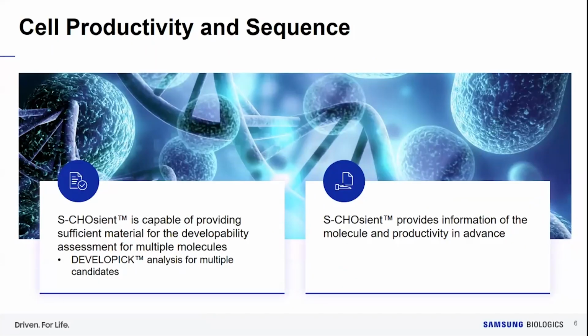The S-CHOSIN platform not only provides high quality and sufficient material for developability assessments, it also provides early information regarding productivity using the same host cell as with the stable cell line S-choice. So additionally, the purification of the transiently produced material provides the downstream processing team an initial glimpse into the behavior during purification.